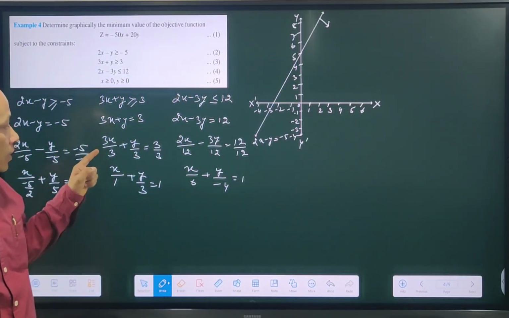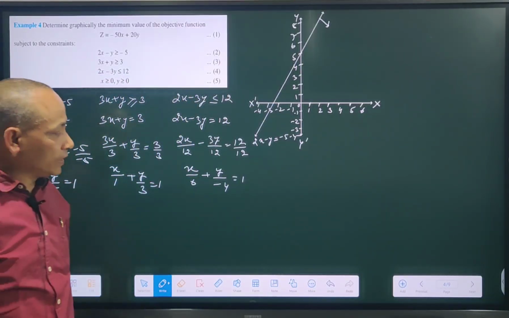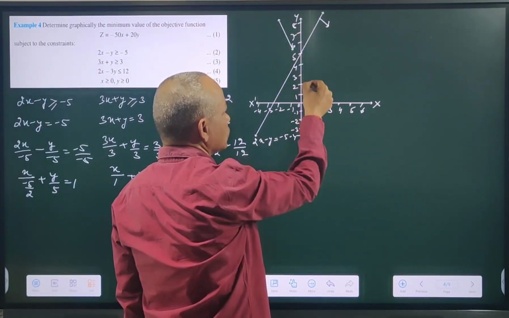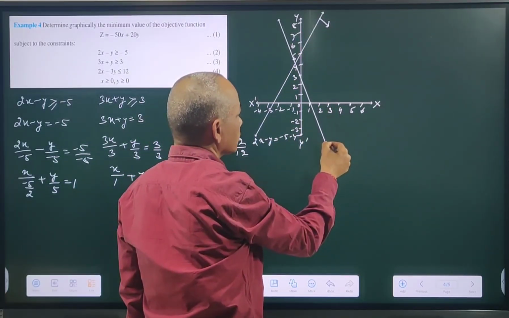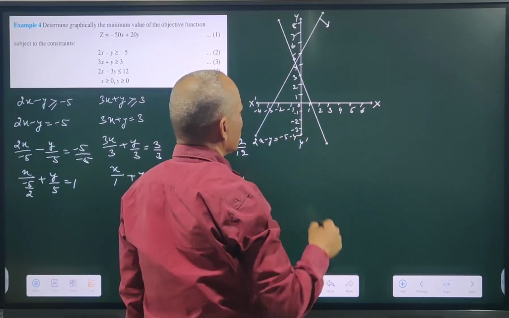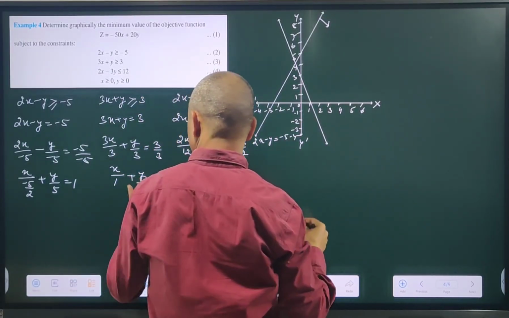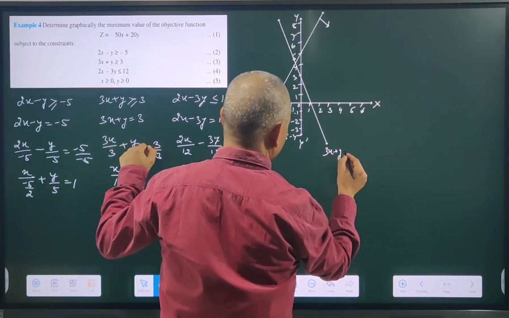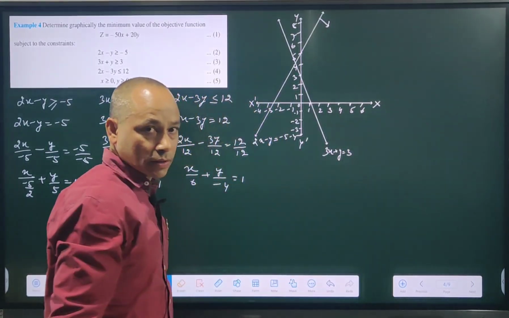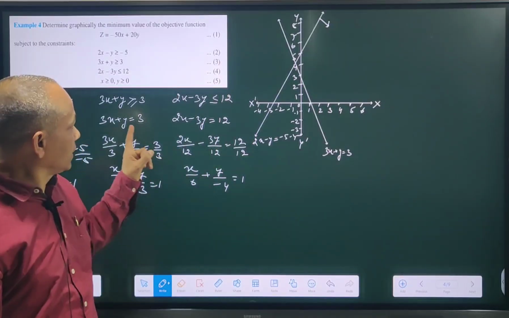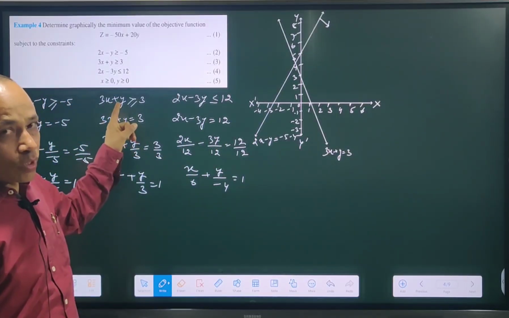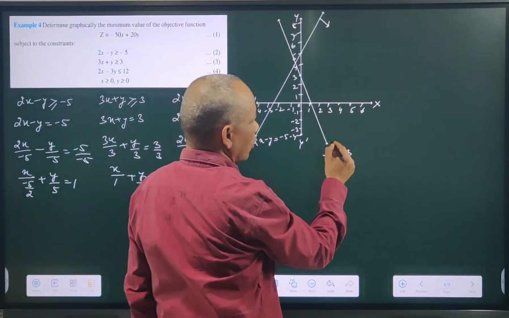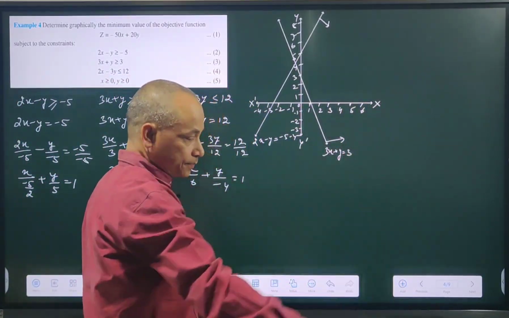Next one, x by 1 and y by 3. On the x-axis you have to take 1 and on the y-axis you have to take 3. This is 3x plus y is equal to 3. Put 0 comma 0 in this inequality. 0 plus 0, 0 is greater than or equal to 3. No. So the region away from origin is to be shaded.